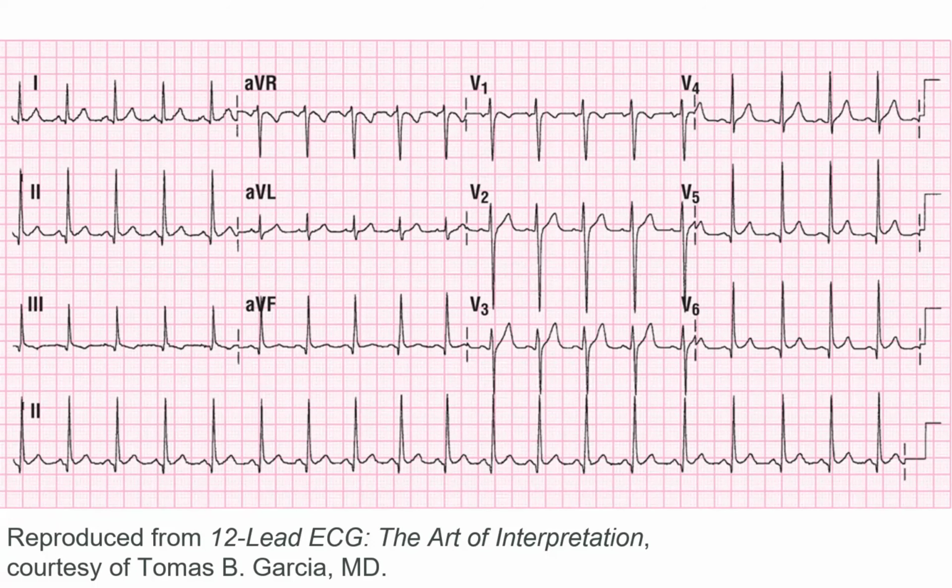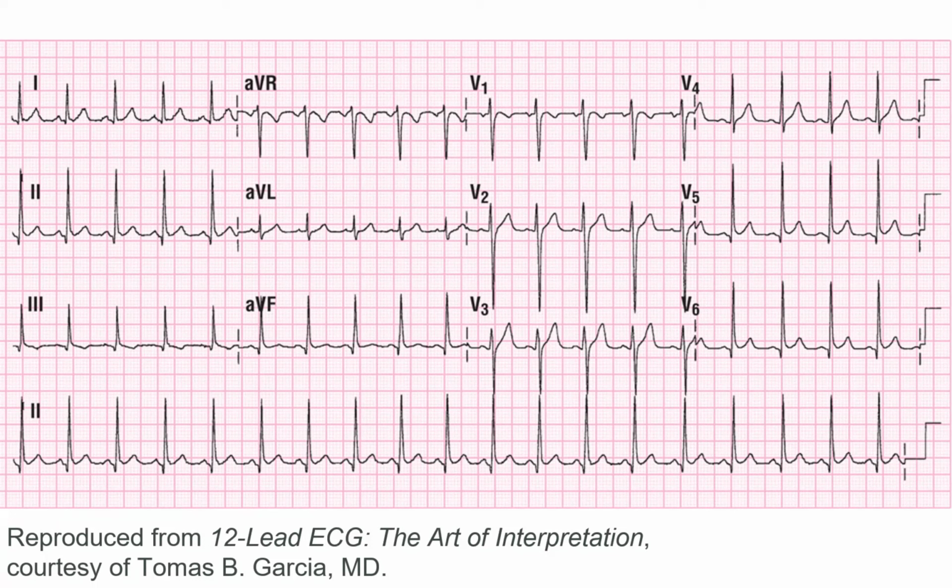I'm at V1. 1, 2, 3, fourth beat over. It kind of lines up with that thick line. So I'm going from the thick line to where the J point is, where it turns sideways. And I'm saying that's 1, 2, 3 small boxes. So is it too wide? No, it's right where it needs to be or less. Okay, so we're not in a bundle branch block in this case.